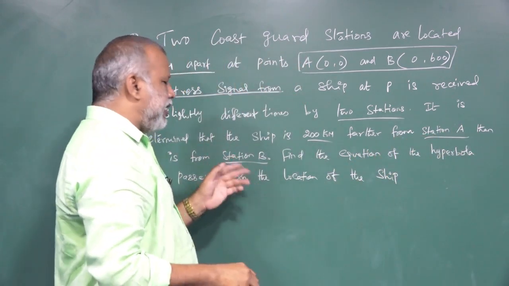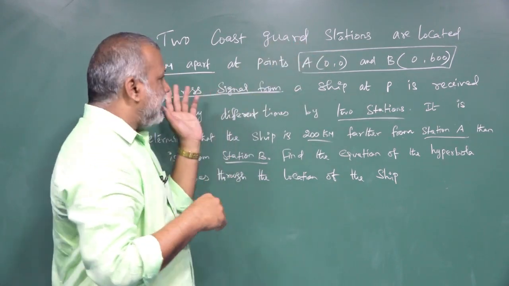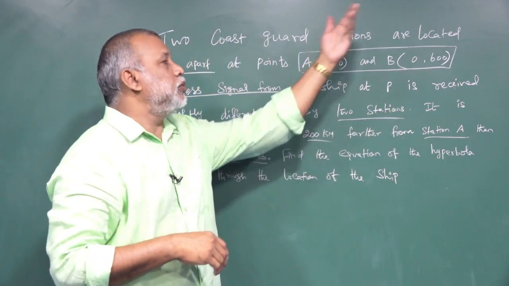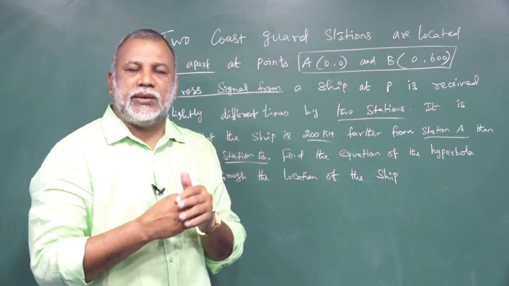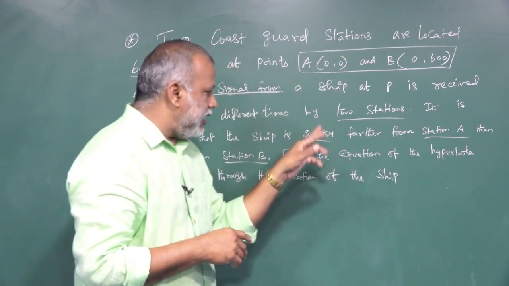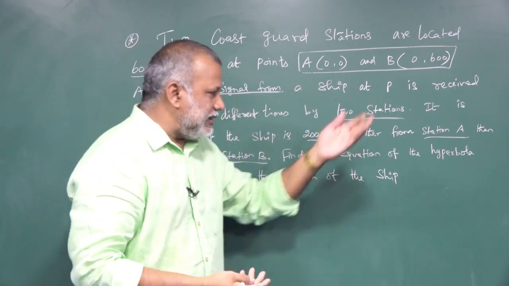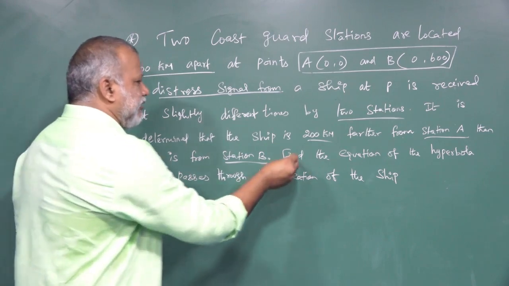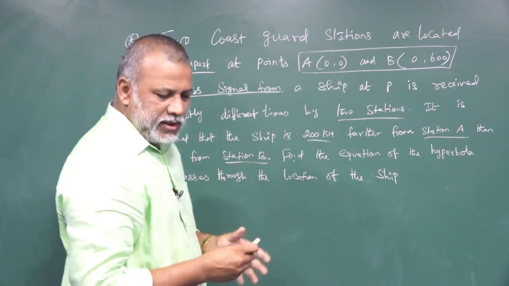So from A and B there are two stations. A ship is located at some distance. From A to the ship placed at P, then from B the distance to the ship P is given. Station A is 200 kilometers farther, farther meaning more than station B. That is the concept given. The question asked is: find the equation of the hyperbola that passes through the location of the ship.